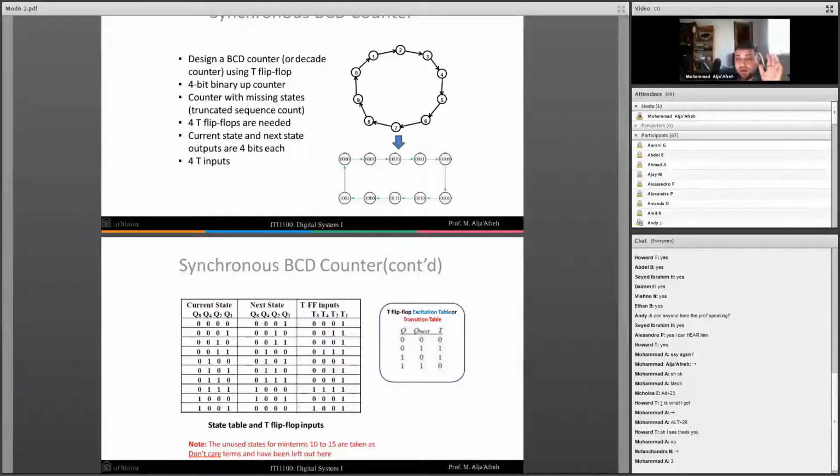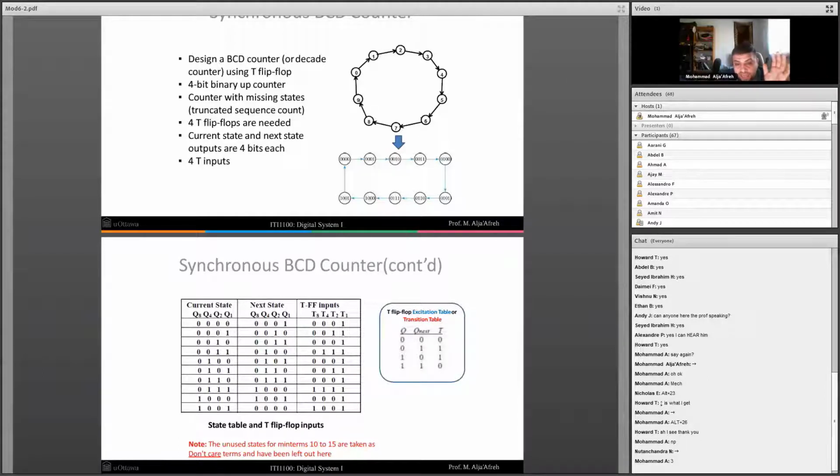Now look at this. If I am at state 0, 0, 0, 0, what is the next state? It's 0, 0, 0, 1, and so on until I reach the state 1, 0, 0, 1. The next state should be equal to 0, 0, 0, 0. Now for the inputs 1, 0, 1, 0 up to 1, 1, 1, 1, it's gonna be don't care, X's. Now by writing this state table, I have to do a reverse engineering.